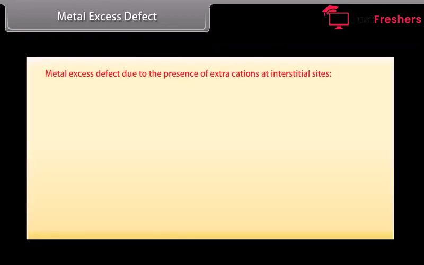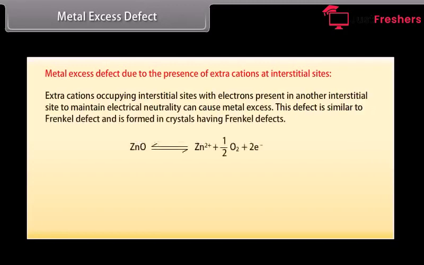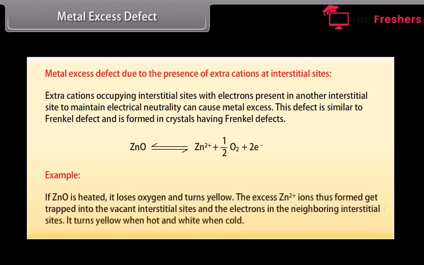Metal excess defect due to the presence of extra cations at interstitial sites. Extra cations occupying interstitial sites, with electrons present in another interstitial site to maintain electrical neutrality, can cause metal excess. This defect is similar to Frenkel defect and is formed in crystals having Frenkel defects. Example: if ZnO is heated, it loses oxygen and turns yellow. The excess Zn²⁺ ions thus formed get trapped in the vacant interstitial sites and the electrons in the neighboring interstitial sites. It turns yellow when hot and white when cold.